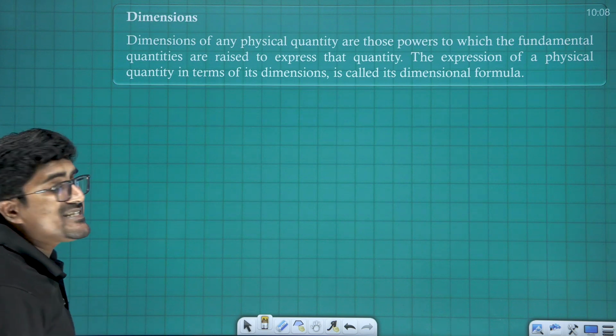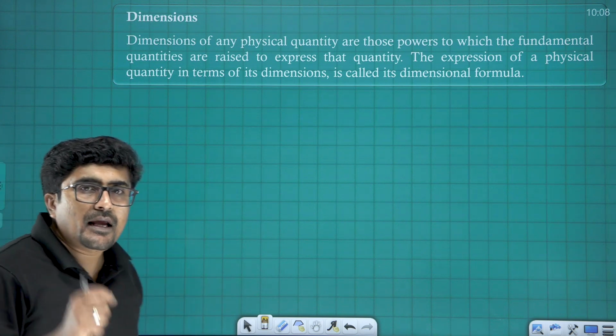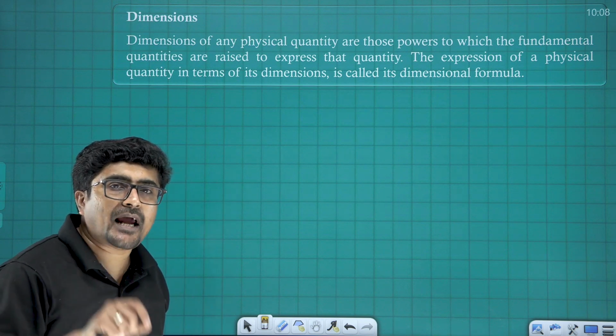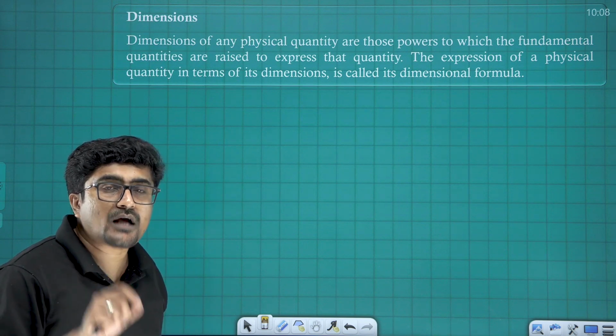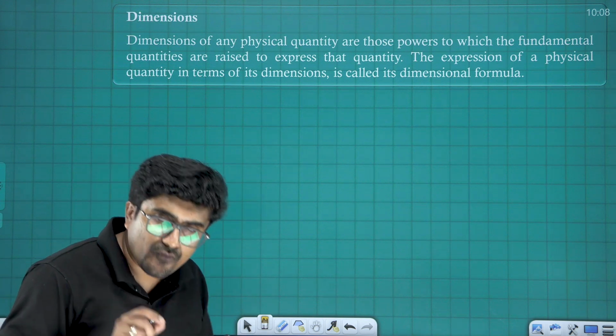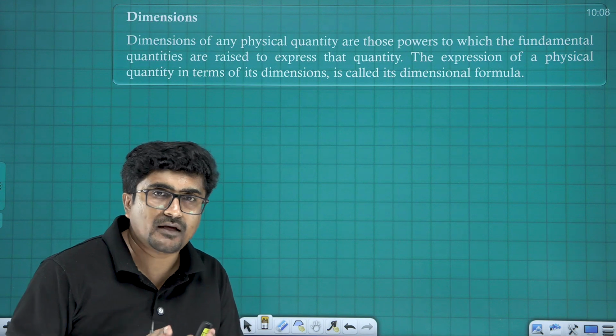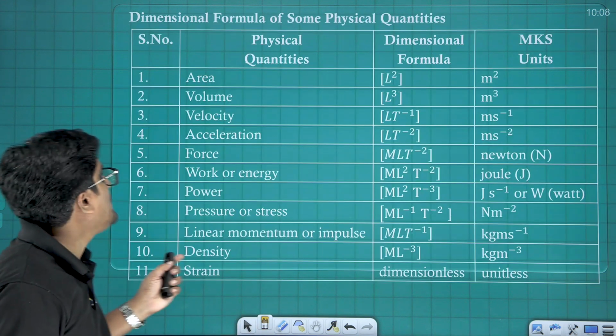Next is dimensions. Basically, to represent any physical quantity, how many times the fundamental physical quantities are used there. Fundamentally, we call that the dimension of a physical quantity. That is the basic concept behind dimensions.